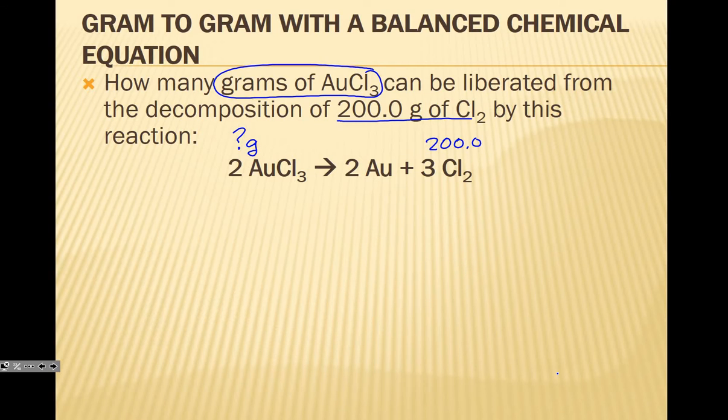Is it 200 on yours or 100? 100, so it's going to be off. Dang it.